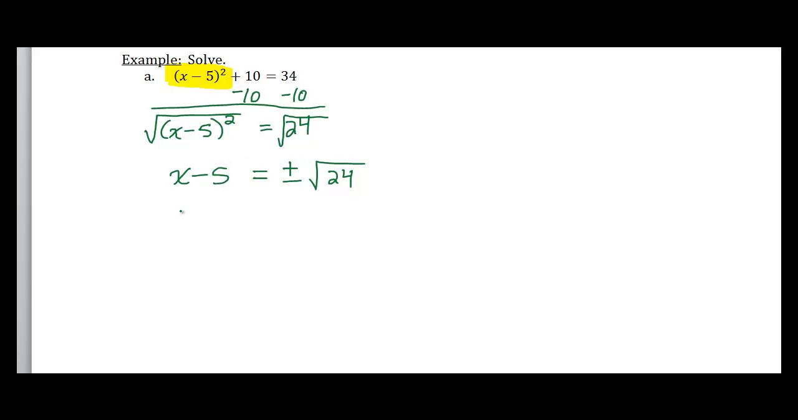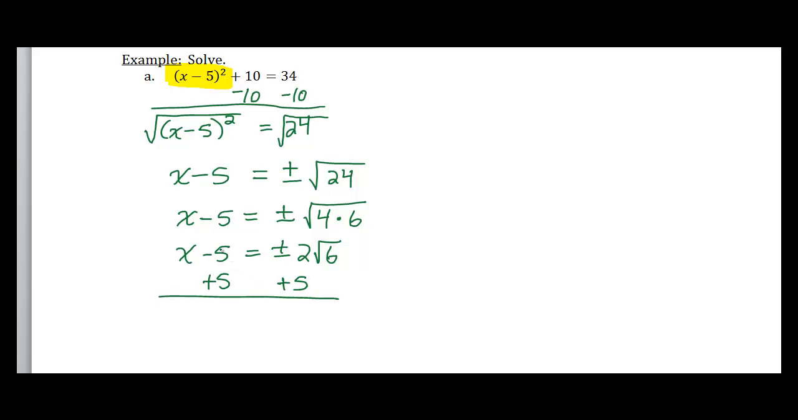What I'm going to do right now is simplify the square root of 24. The largest perfect square that goes evenly into 24 is 4. We can write it as 4 times 6. And so that means that x minus 5 is the same exact thing as plus or minus 2 times the square root of 6. Now, of course, x isn't completely isolated. I'm going to add 5 to both sides. The 5's here are going to cancel, so I am left with x.